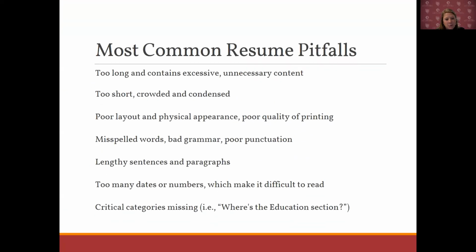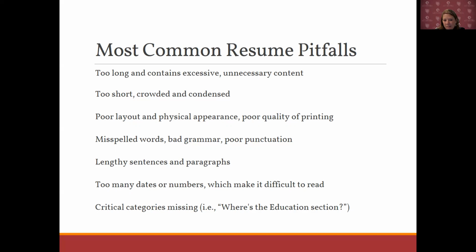Here's some pitfalls, so avoid these things. You don't want to get too long and excessive, right? You don't want to tell everything. Unnecessary content is just distracting. And sometimes employers will be so quick with their review that they may not get to the really good stuff, the more relevant things that you really want them to see.